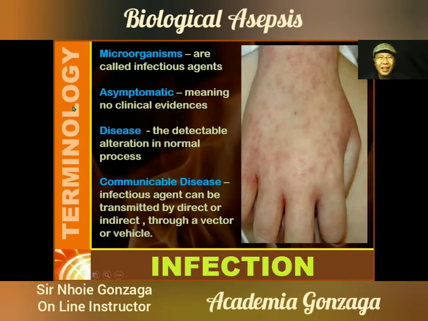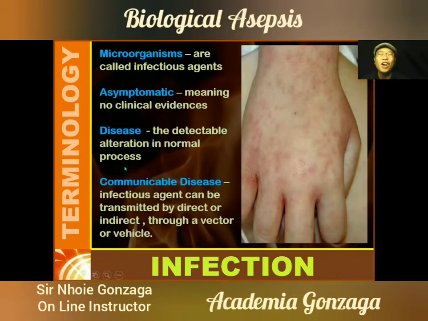Now, next here is disease. What is the meaning of the word disease? This is a detectable alteration in normal process, meaning your body is a normal system. Anything that alters or does not follow normality or destroys normality is in itself called a disease.